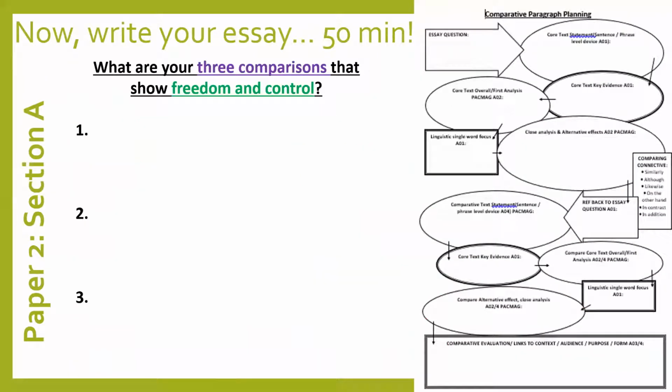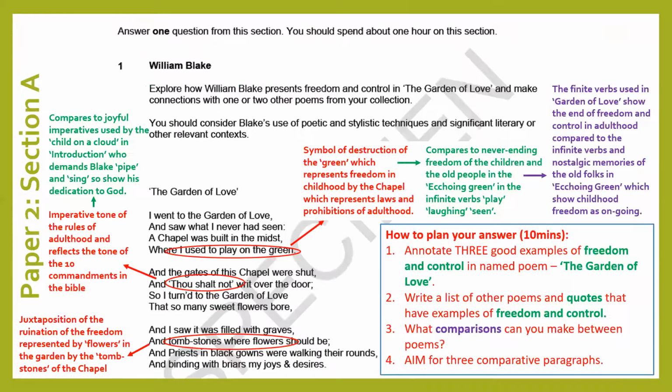Okay, once you've got your 3 comparisons, you've done your annotations and you've made your links to other poems, you will find that as you're writing you'll come up with more ideas, and that's absolutely fine. That's what a good plan should do. It should generate extra ideas. So once you've done that, then you need to try and write, if you can in 50 minutes, your 3 comparative paragraphs. And the good thing about writing a good plan means that you've got the content of your essay already planned out. So writing it should be fairly quick.